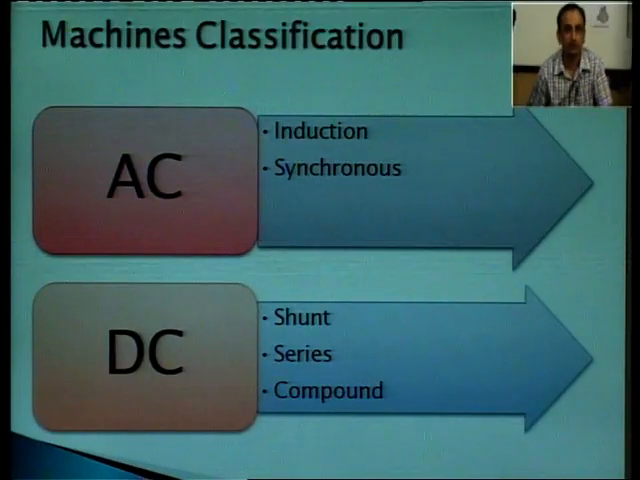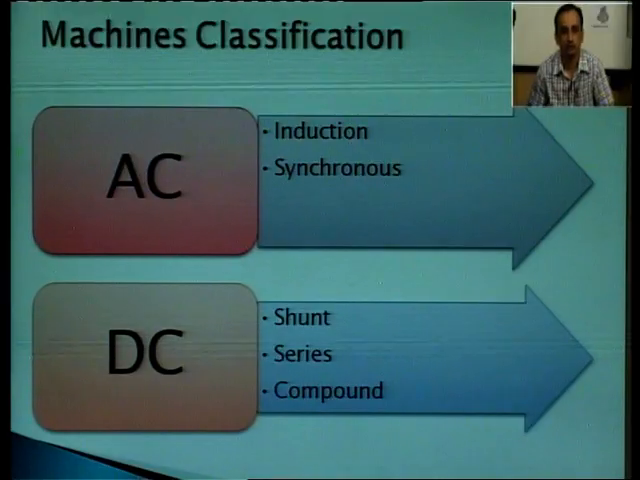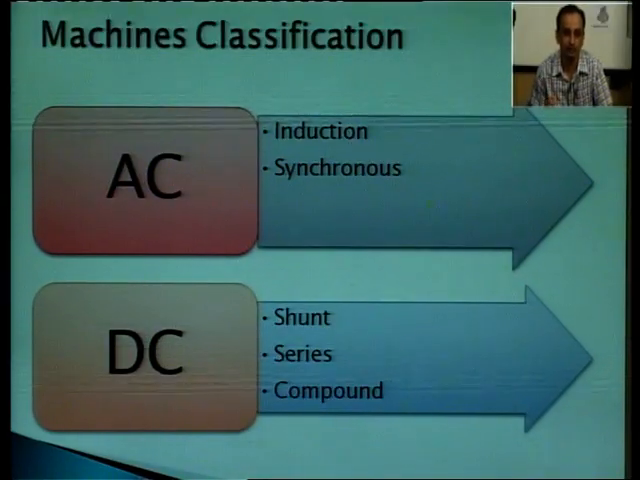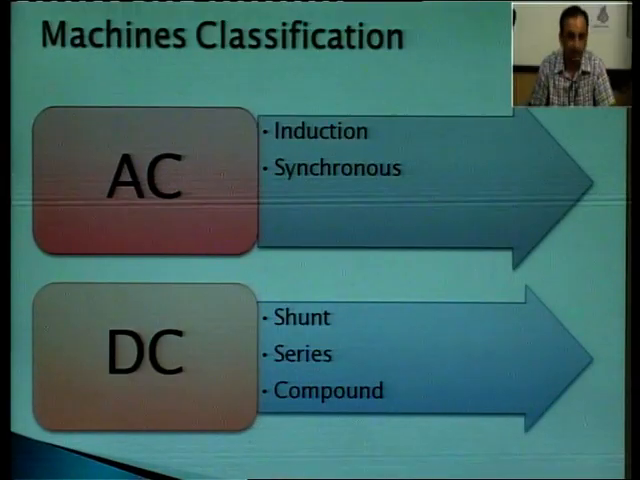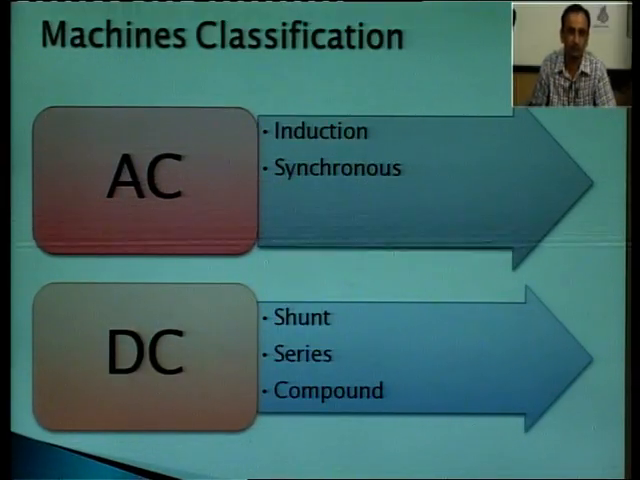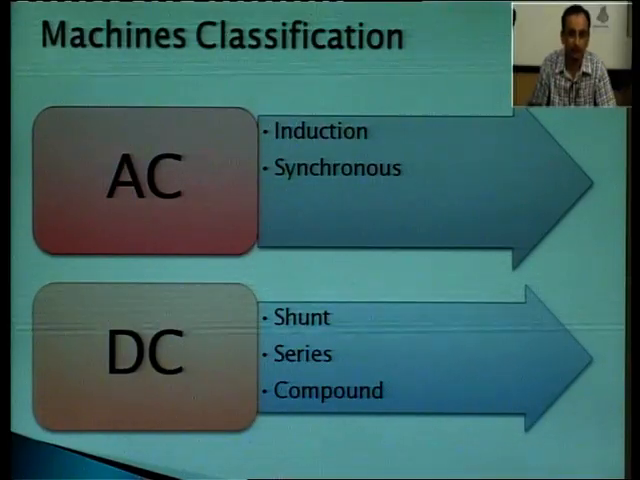The machines are designed on the basis of certain applications, for what kind of application, which type of machine we need to use. So we can design machines. That is why this classification of shunt, series, and compound type of DC motors has been used.